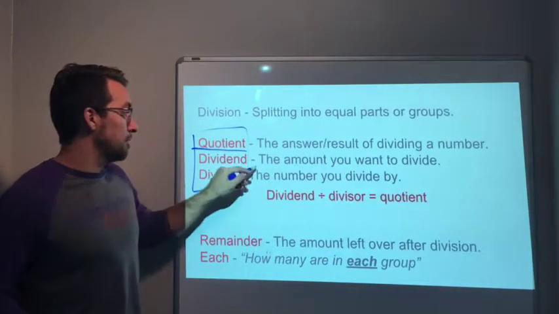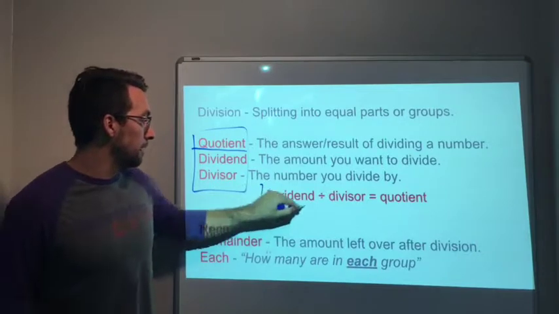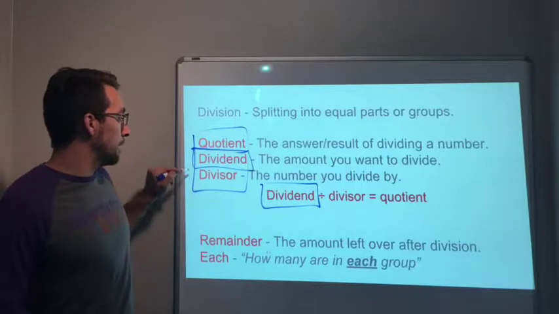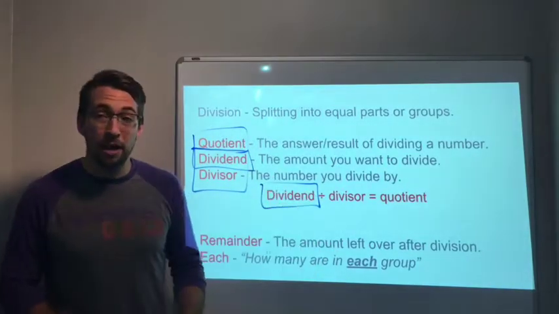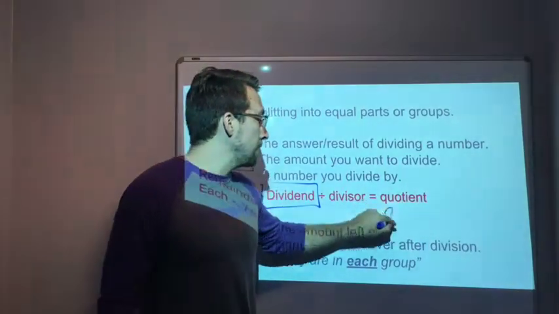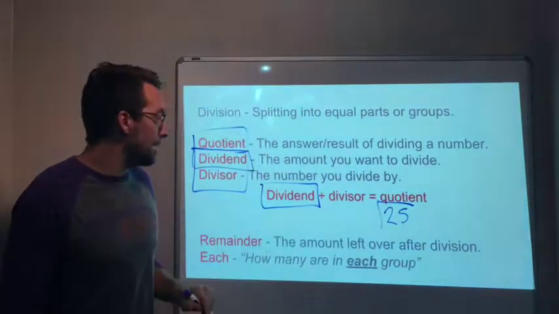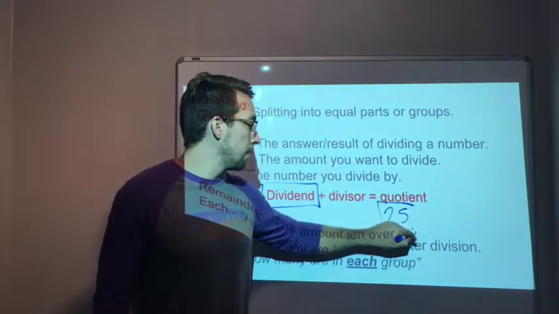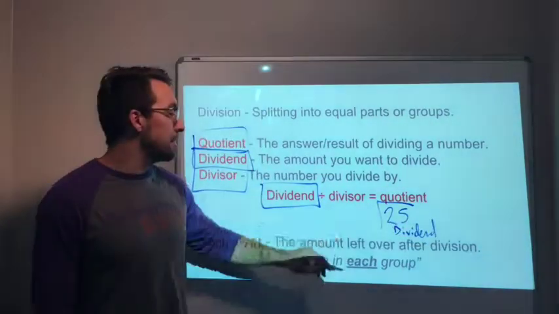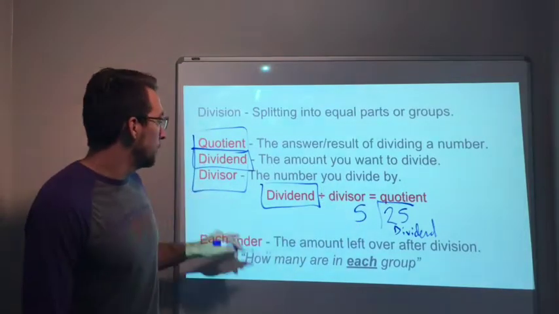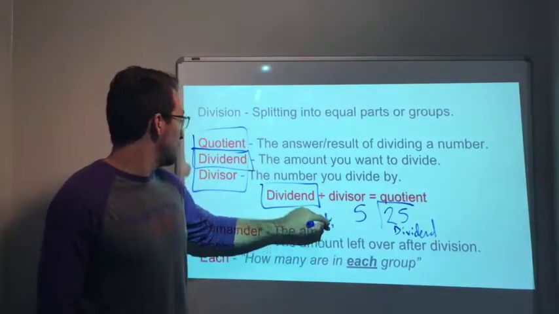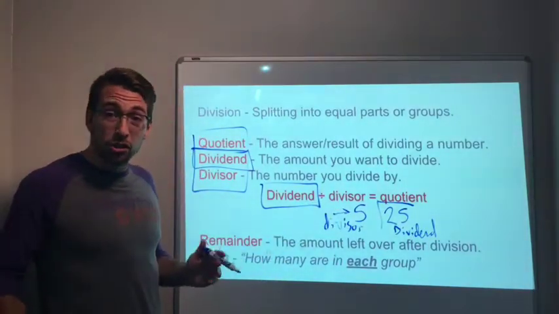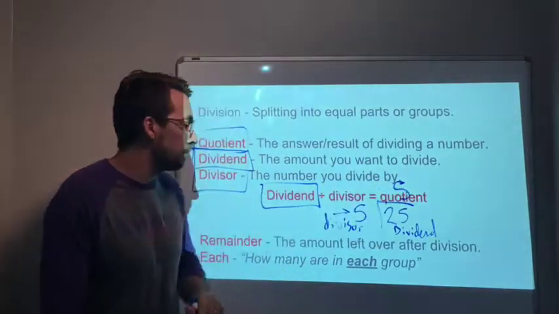Dividend and divisor. The amount you want to divide, dividend. And then the divisor is going to be the number you divide by. So let's say this, 25 divided by 5. There's the dividend, divided by the divisor, 5. Well, that's the divisor, right here. And then our quotient, the answer, is going to be 5. 5 times 5 is 25.